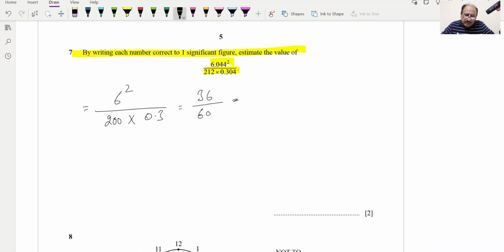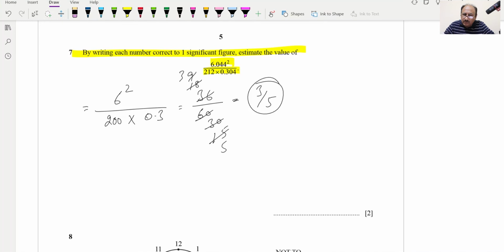We can cancel it by 2, so 18s are 9 and 30s are 15. Now we have 9 and 15, and we can cancel by 3, and this will be 3 by 5, so 3 by 5 basically, and 3 by 5 we can convert into decimal.